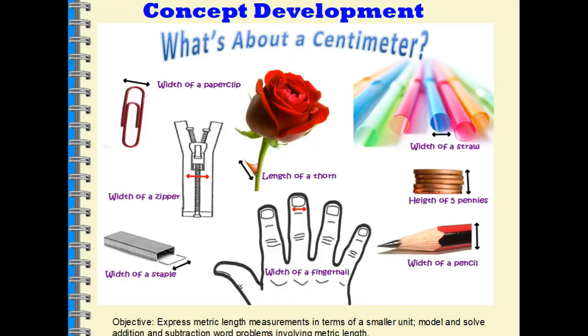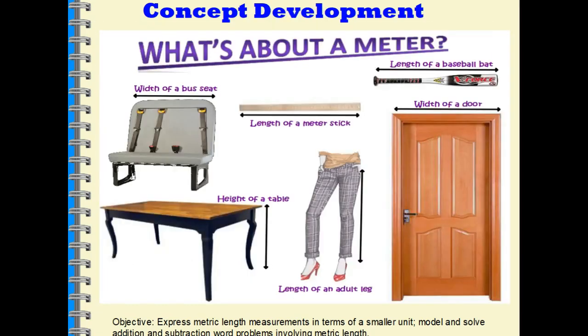Alright, so let's take a look at this, the concept development. What's about a centimeter? So here's some things that are about a centimeter. The width of a paperclip, the width of a zipper, the length of a thorn on a rose bush, the width of a staple, width of your fingernail, the width or height of a pencil, the height of 5 pennies, the width of a straw. These are all things that are about a centimeter. So a centimeter is fairly small. You can see it on a ruler too, like the ones we've used in the past.